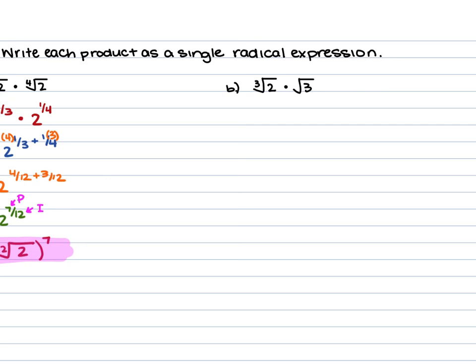For example B, we have the cube root of 2 times the square root of 3. Now with both of these, you cannot simplify it any further. The reason why is because if you turned them into exponential form, you have 2 to the power of 1/3, because it's a cube root. So 2 to the 1/3 power times 3 to the power of 1/2. These do not have the same bases, so you cannot keep the base and add the powers. You cannot do anything with it, so that cube root of 2 times the square root of 3 is your answer.